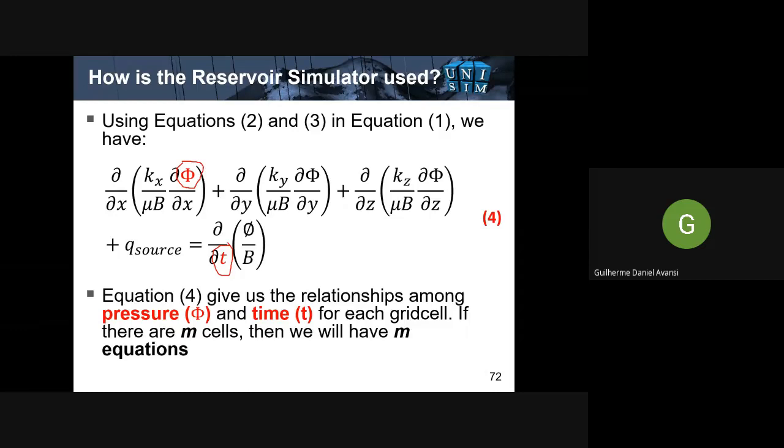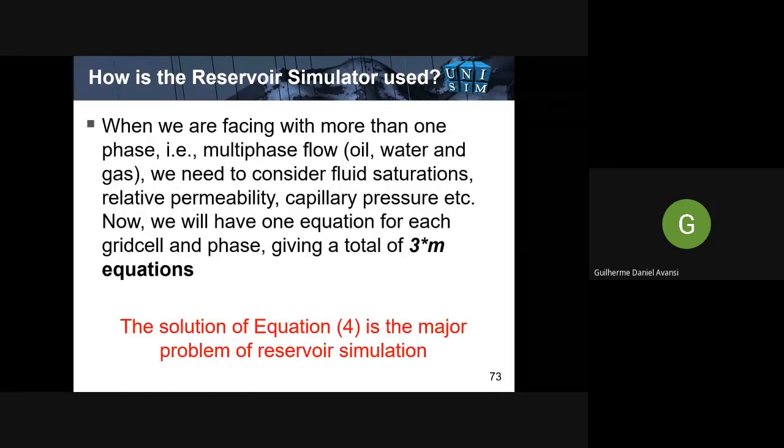Just remember, here I'm talking about just one phase. When we use more than one phase, or we are talking about multi-phase flow, we have this number of equations multiplied by 3. Just remember, 3: oil, water, and gas. So now, this is the solution.